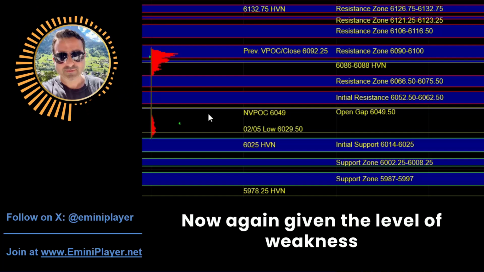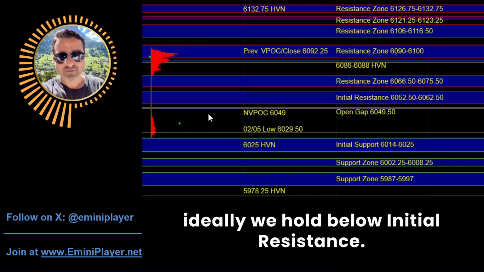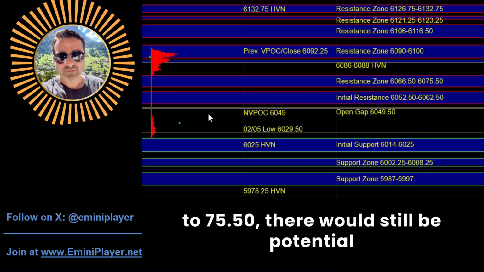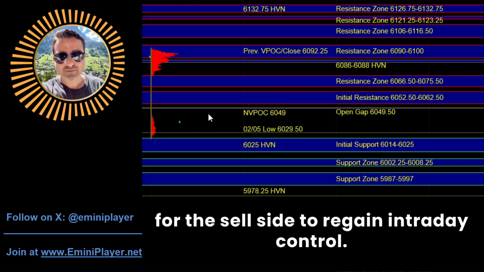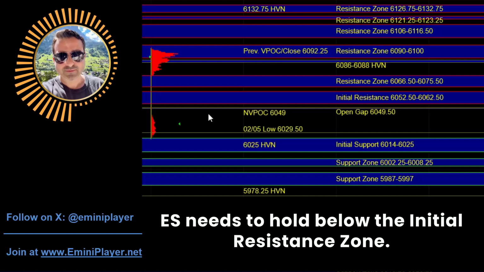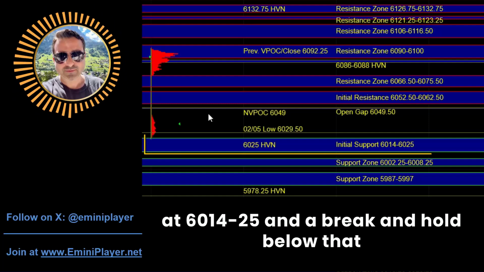Now again, given the level of weakness that we've seen in the overnight session, ideally we hold below initial resistance, but even if the market holds below 6,066.5 to 75.5, there would still be potential for the sell side to regain intraday control. But in order for the sellers to remain in control, ES needs to hold below the initial resistance zone.